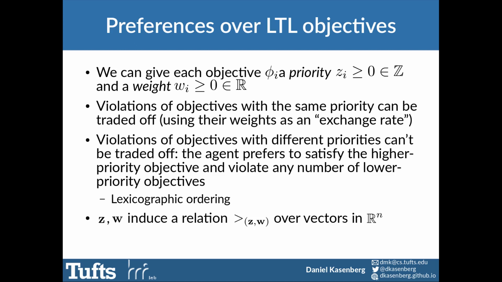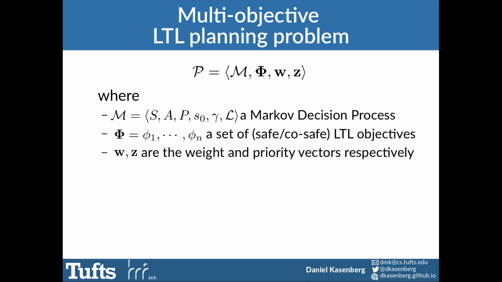The vectors of priorities and weights induce a binary relation over vectors in R^n. In the ShopWorld example, we will give the anti-shoplifting specification a higher priority than the obtaining-the-watch specification. We can specify a multi-objective LTL planning problem as a tuple consisting of a Markov decision process, a set of syntactically safe or co-safe LTL objectives, a weight vector, and a priority vector.